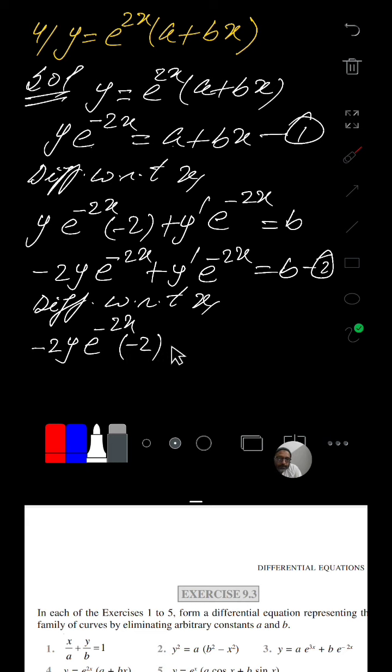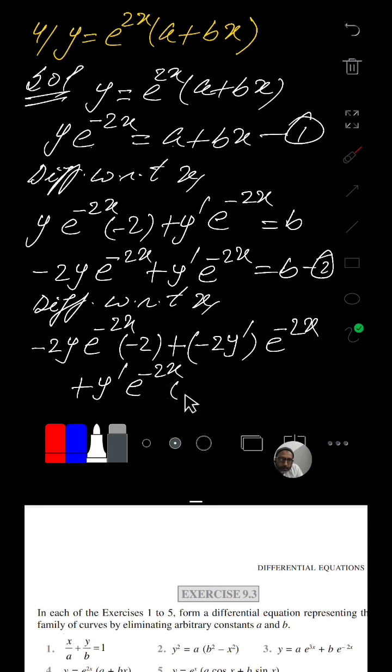Then plus derivative of first function, that is minus 2y dash, and second function as it is e raised to the power minus 2x. Next term is y dash e raised to power minus 2x, and its derivative will be carried out by product rule again. So first function y dash as it is, and derivative of the second function by chain rule e raised to the power minus 2x into minus 2, and plus derivative of first function, that will be y double dash, and second function as it is e raised to the power minus 2x, and on the right hand side 0 because this is a constant term and its differential is 0.